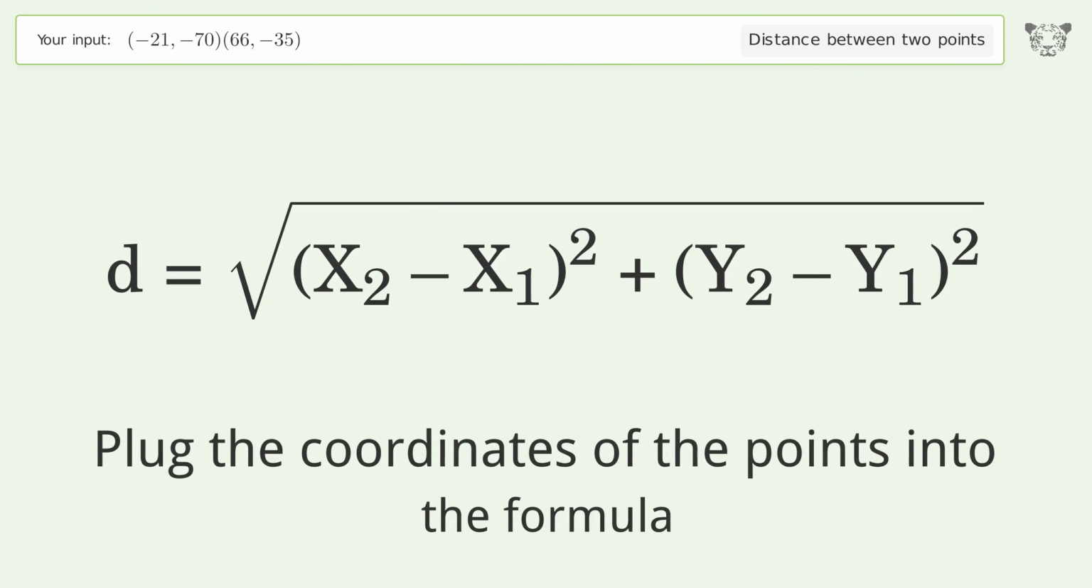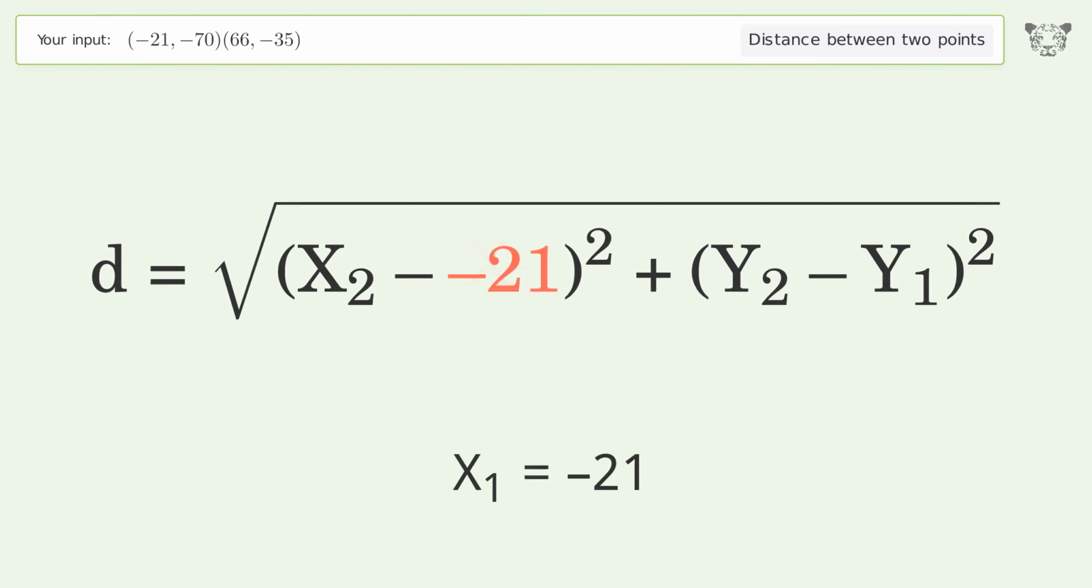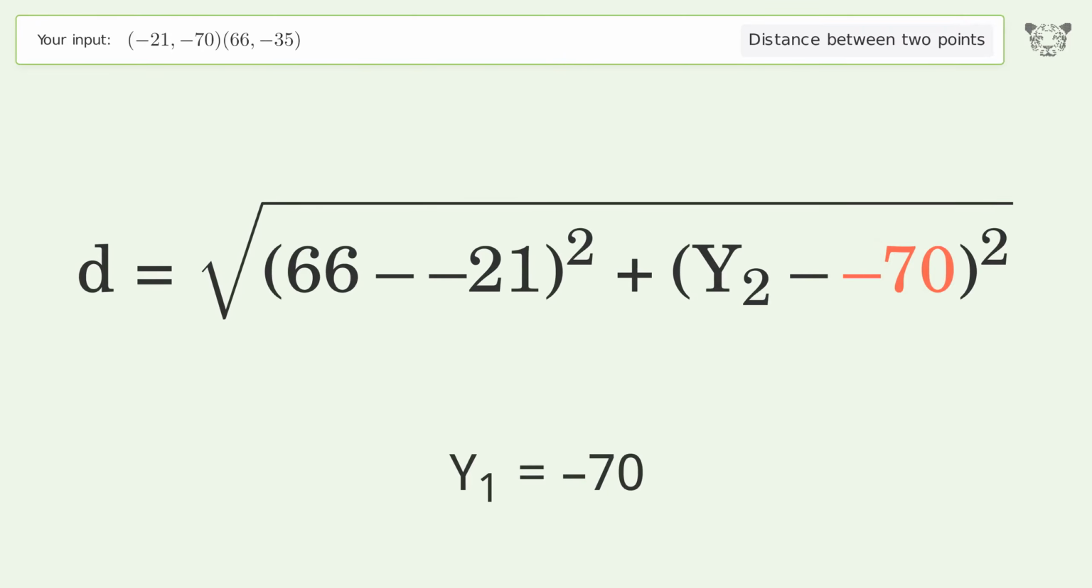Plug the coordinates of the points into the formula. x1 equals -21. x2 equals 66. y1 equals -70. y2 equals -35.